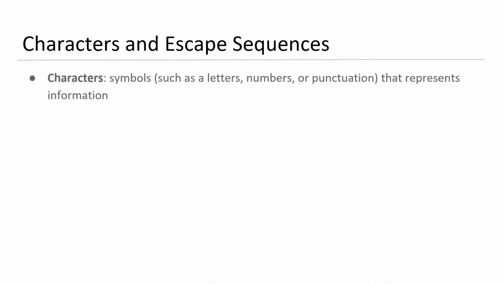To understand how the output was generated in the previous slide, you need to understand 2 key concepts first. These are the concepts of characters and escape sequences. Characters are basically symbols, such as letters, numbers, or punctuation that represent information. So you have letters such as A, B, or C, numbers such as 1, 2, 3, and so on, and punctuation such as the question mark, exclamation point, parentheses, brackets, and so on.